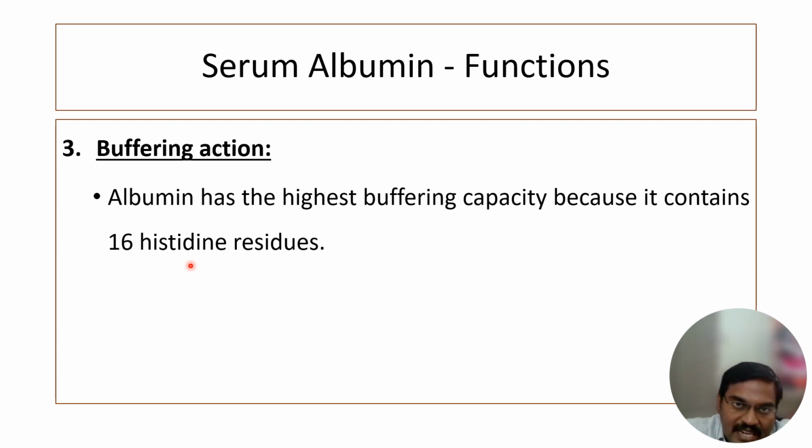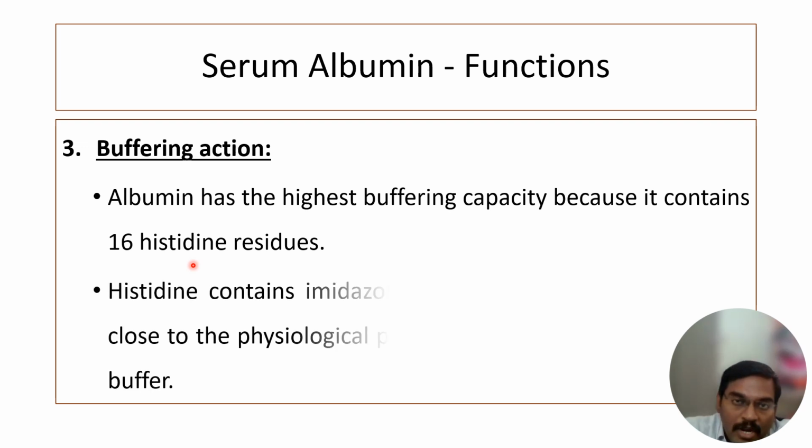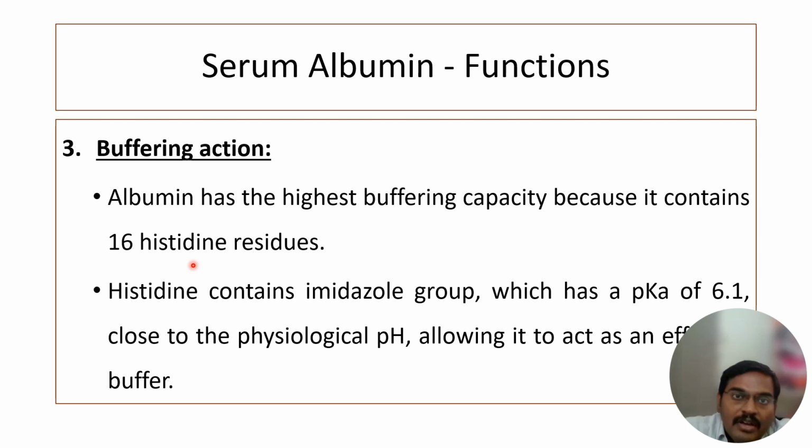In the previous class, from amino acid chemistry, I told you histidine has an imidazole side chain, and the pKa of imidazole is 6.1, which is close to the physiological pH of blood, that is 7.35 to 7.45. I told you, if the pKa of a functional group of an amino acid or molecule is close to the physiological pH, plus or minus 1, then it will act as a very good buffer. So histidine is going to act as a very good buffer. Since albumin has 16 histidines in it, albumin is also going to act as a very good buffer. So the third function of albumin is to act as a buffer.